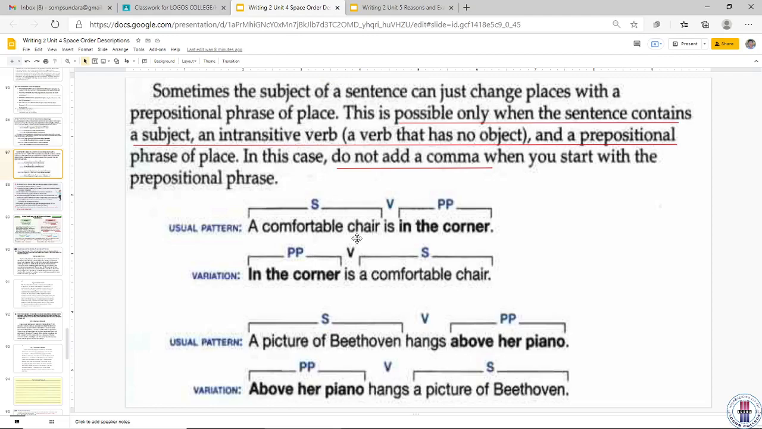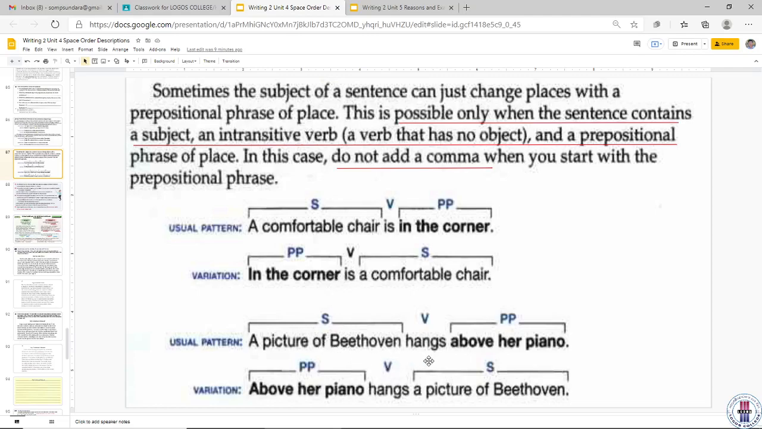So in this case, a comfortable chair is in the corner. In the corner is your prepositional phrase. If you want to write at the beginning, in the corner is a comfortable chair, you're okay. You can do that. You don't need a comma right here. So in the case of this one possibility where there's a subject, an intransitive verb, and then a prepositional phrase of place, if you want to put the prepositional phrase at the beginning, you don't need a comma.